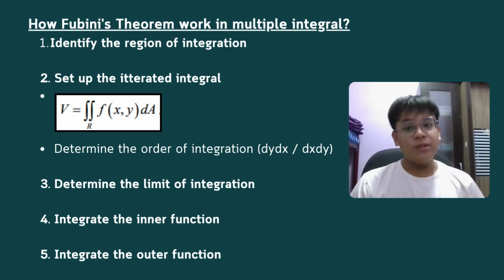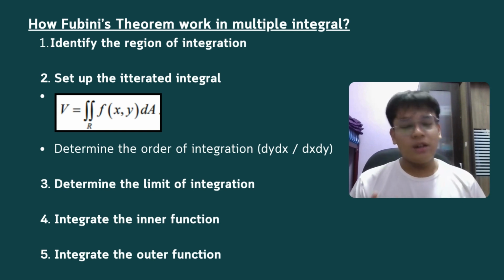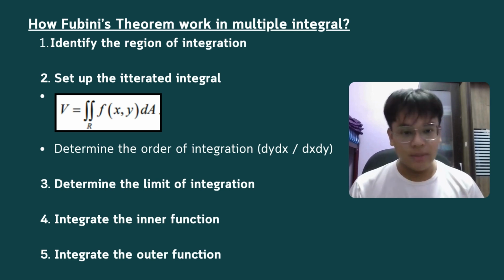So, how does Fubini's theorem work in multiple integrals? The first step, we have to identify the regions of the integration. For this step, we can sketch the graph of the functions and determine the region. After this, we should set up the iterated integrals and determine the order of the integration, whether it's dy dx or dx dy. After that, we have to determine the limits of integration and determine which is the upper limit and which one is the lower limit.